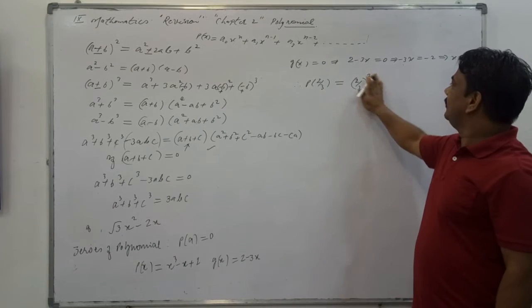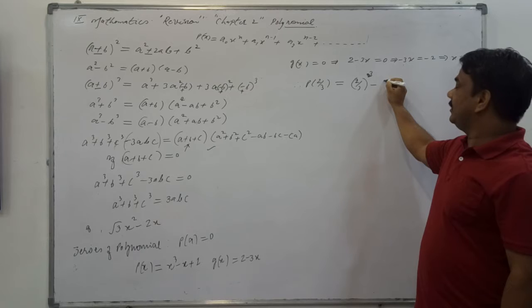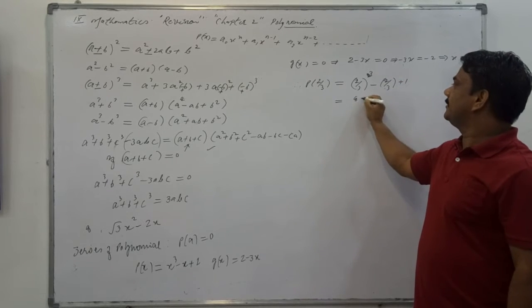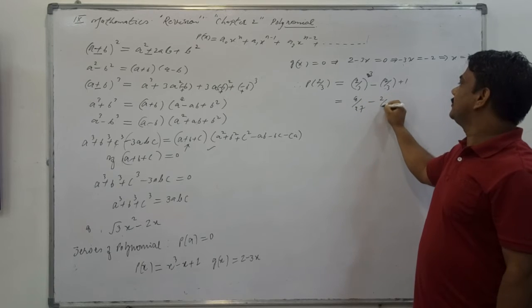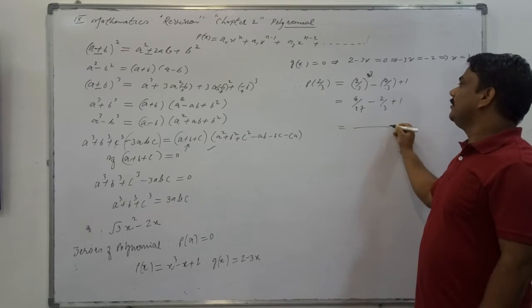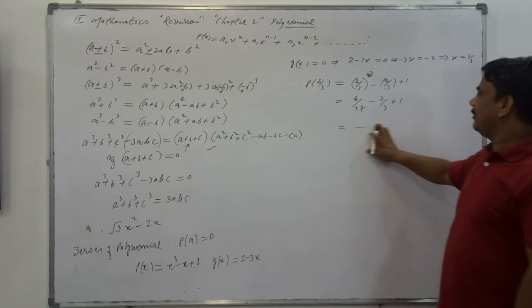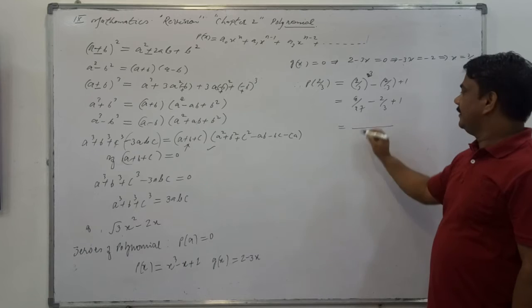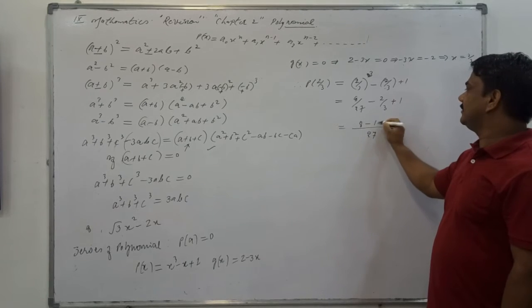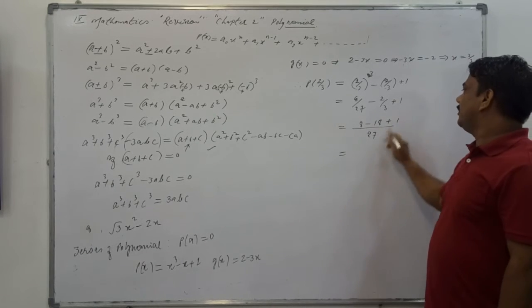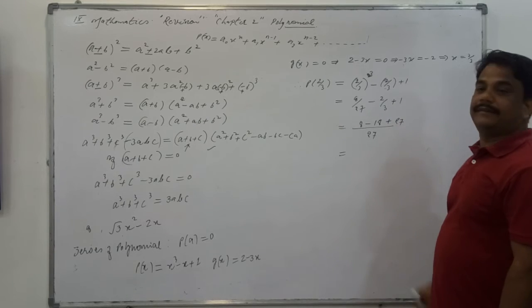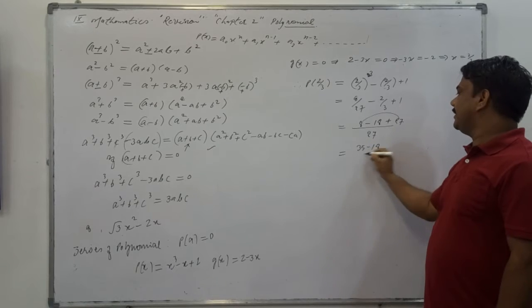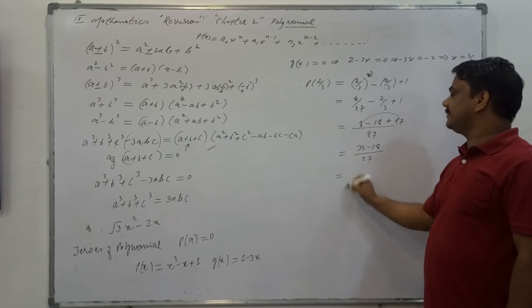It's a cube, then minus the value, and plus 1. Please go on solving this. It's 8 by 27 minus 2 by 3 plus 1. If you take the LCM here, obviously the LCM will be 27. It's 8 minus 18 plus 27. Clear? What is their sum? It's 35 minus 18, divided by 27.